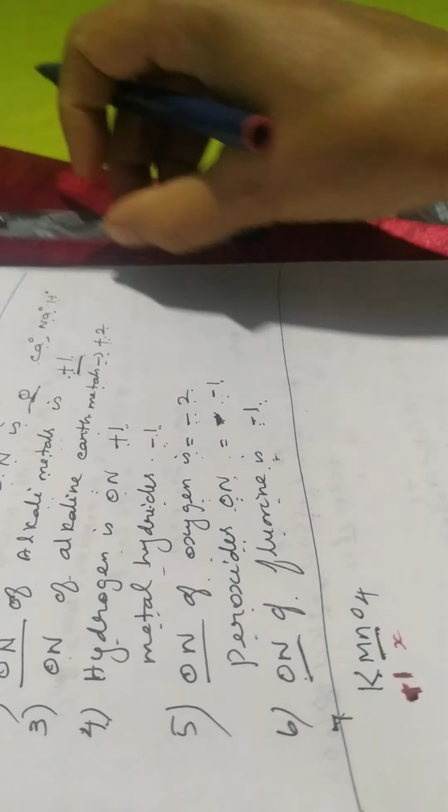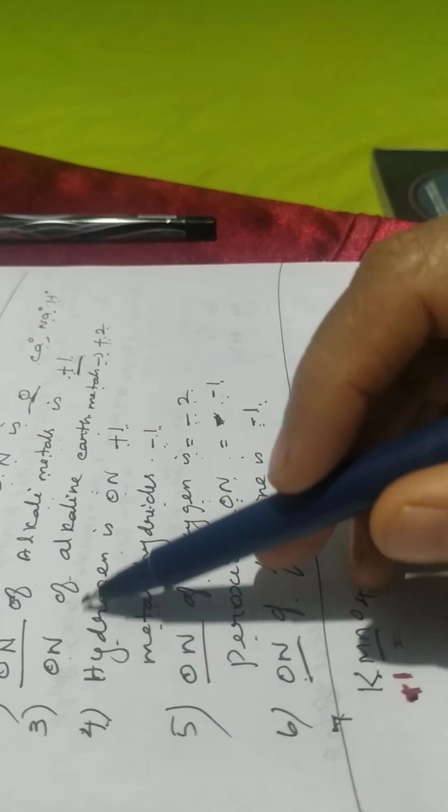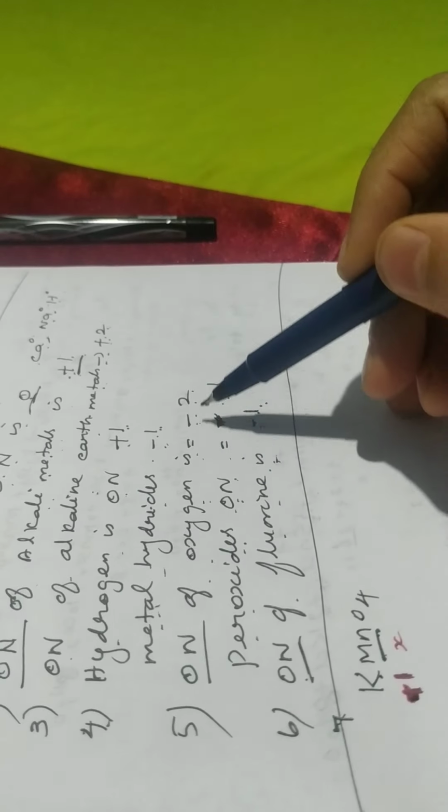Then you have manganese. You don't know its oxidation number, so I am keeping this as X. Then oxygen, you know, the oxidation number of oxygen is -2. So I am writing -2. Now let us do the process.